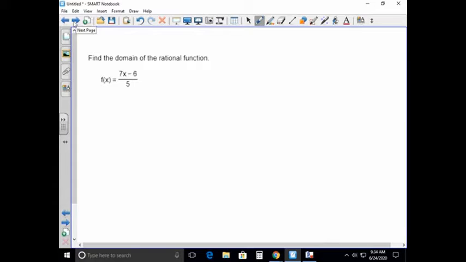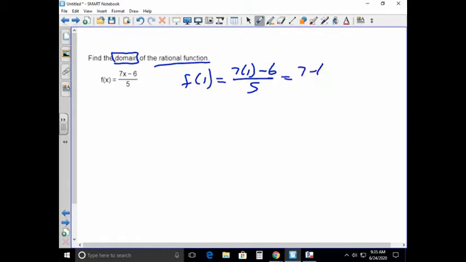One of the next things we look at is the domain of a function, and specifically a rational function here. This chapter is going to be about fractions. Domain means what numbers can we plug in and get an answer. If we look at some examples, if we plug in a 1, that means everywhere we have an x, we're going to put a 1. So on top, 7 times 1 minus 6 over 5. When we put in a 1, we get an answer.